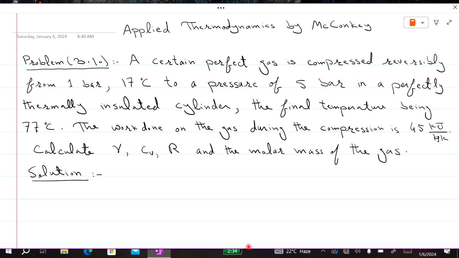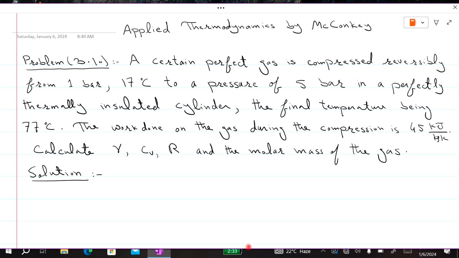In this lecture, we are solving problem 3.10. The statement is: a certain perfect gas is compressed reversibly from 1 bar and 17 degrees centigrade to a pressure of 5 bar in a perfectly thermally insulated cylinder. The final temperature being 77 degrees centigrade. The work done on the gas during the compression is 45 kJ per kg. Calculate gamma, CV, R and the molar mass of the gas.